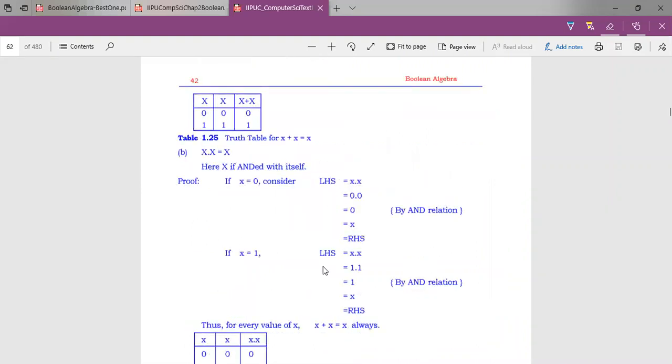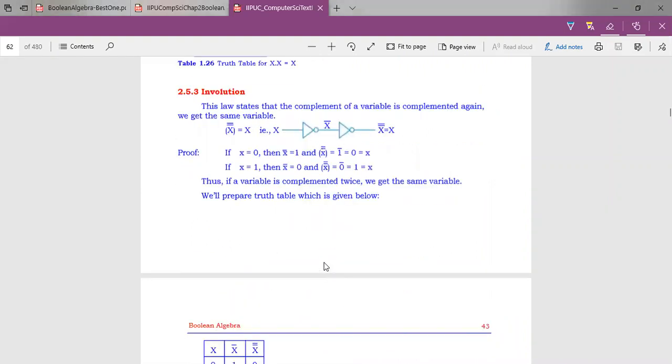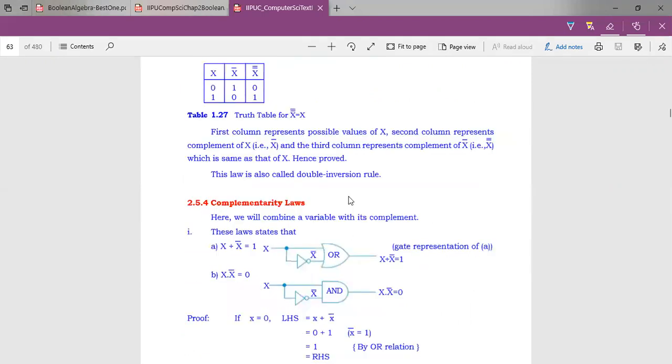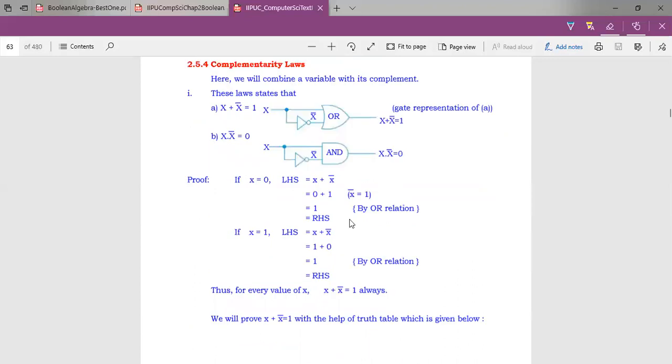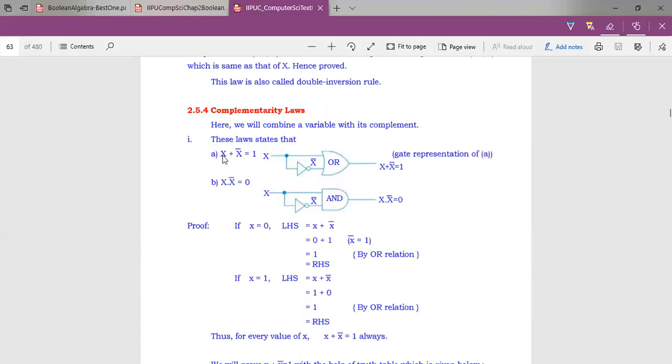Second one we have seen is the involution theorem. Complement of a complemented variable is the same variable. That is x bar whole bar, or x complement whole complement, is equal to x. The next, the complementarity theorem. That is x plus x bar is equal to 1 and x dot x bar is equal to 0. Correct? With respect to logical addition and logical multiplication, a very important theorem. x plus x bar is equal to 1. x dot x bar is equal to 0.